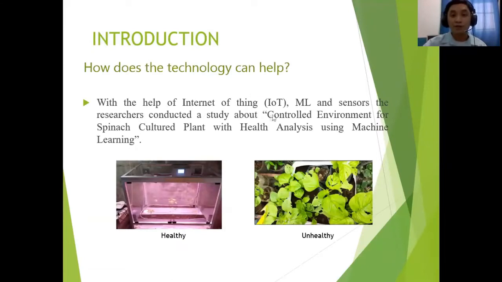So with the help of Internet of Things, machine learning, and sensors, the researchers conducted a study about controlled environment for spinach culture plant with health analysis using machine learning. To address the issue of how to monitor the plant health condition, the researchers developed a mobile application that could help monitor the temperature, the humidity, and the soil moisture. This Internet of Things-based remote sensing utilizes sensors for gathering data that is transmitted to the analytical tools for plant health analysis. Here are sample images of healthy and unhealthy spinach.